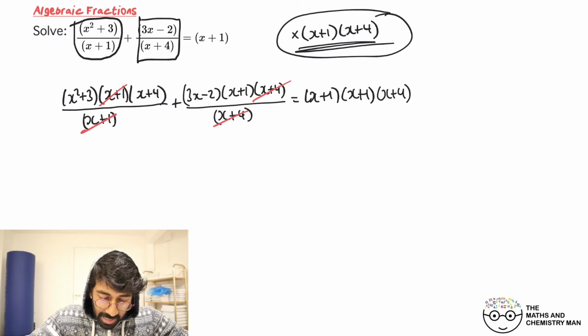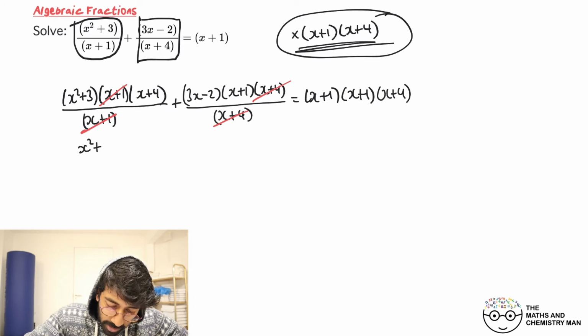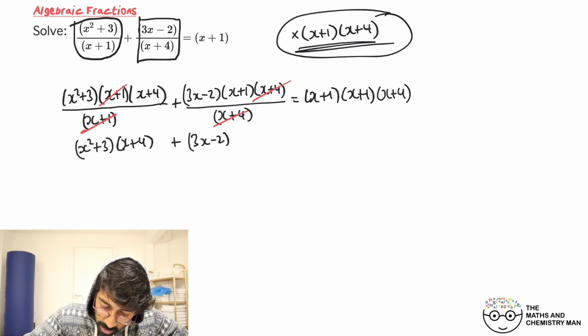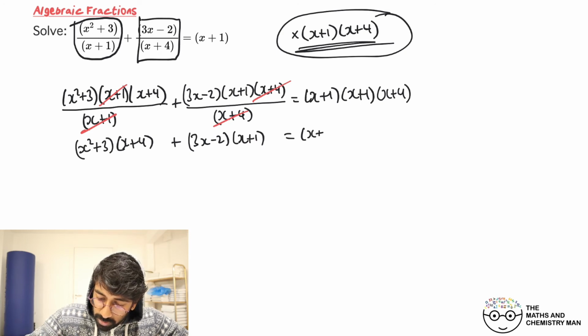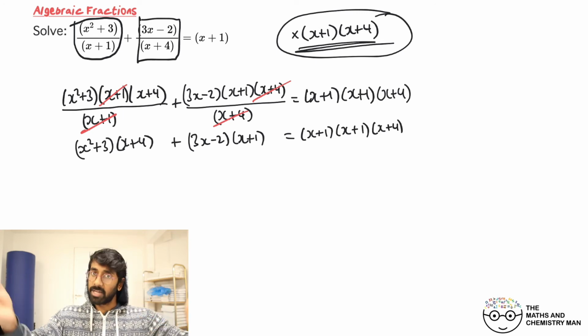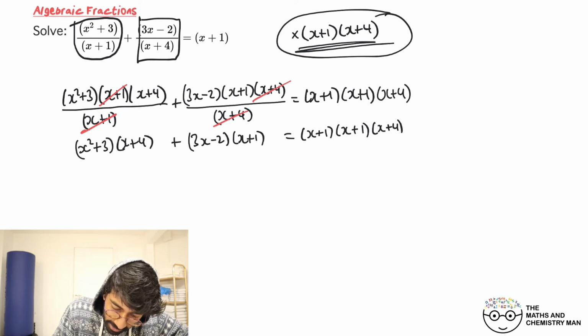So what are we actually left with? Well, we're left with x squared plus 3 and then x plus 4. And then on this one, 3x minus 2 and x plus 1. And then across the other side there, triple set of brackets there. So that one, x plus 1 and x plus 4. There we go. Start expanding everything out. So let's do that here real quickly.